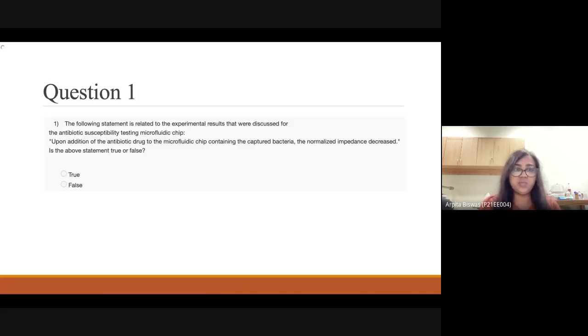This is question 1. The following statement is related to experimental results that were discussed for the antibiotic susceptibility testing microfluidic chip. The statement is: upon the addition of the antibiotic drug to the microfluidic chip containing the captured bacteria, the normalized impedance decreased. Is this statement true or false?